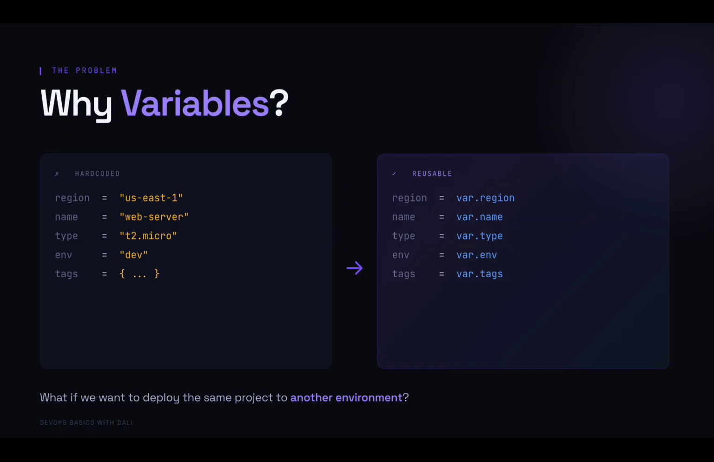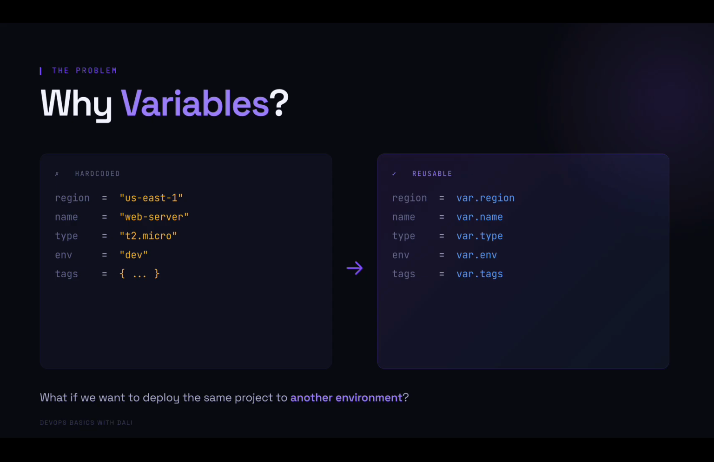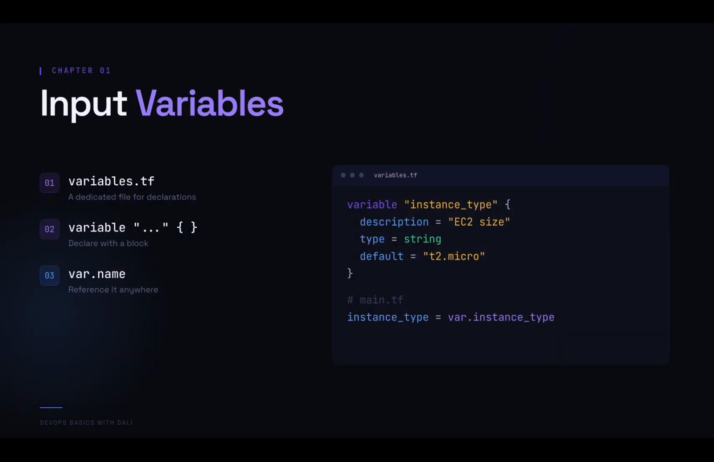Let's start by understanding why variables are so important. Right now, our project contains hard-coded values like the AWS region, the instance name, the instance type, and several tags. That works for a simple demo, but it doesn't scale. Imagine deploying the same project to development, staging, and production. Editing the code every time would quickly become difficult to maintain. Variables let us separate the configuration from the infrastructure itself, so the same Terraform code can be reused with different values. Let's see how Terraform variables are actually created.